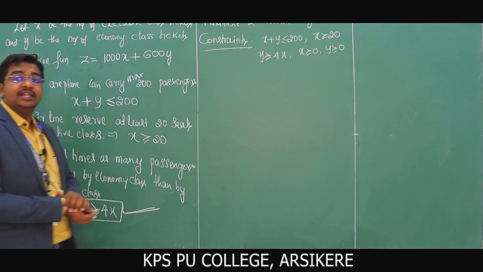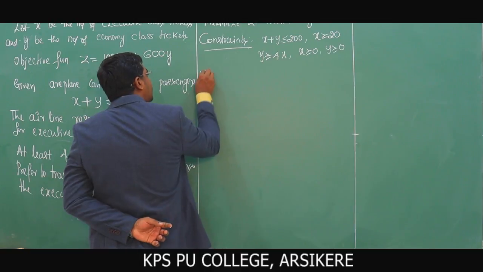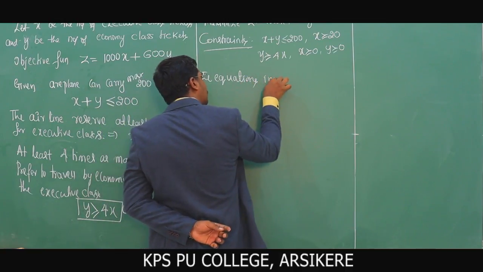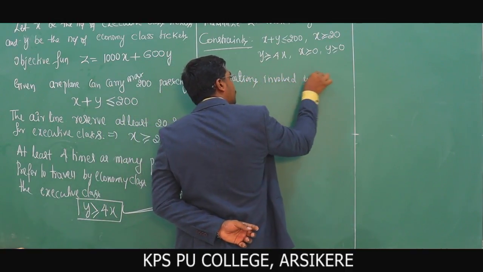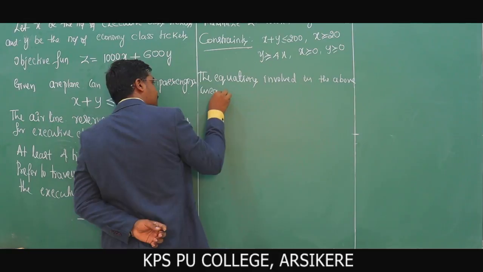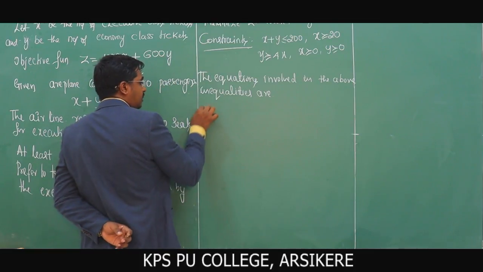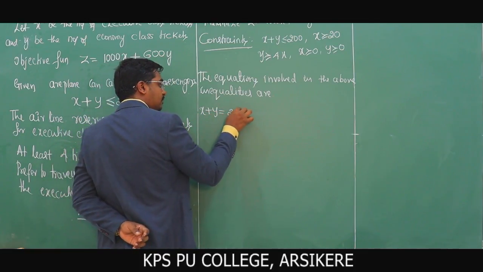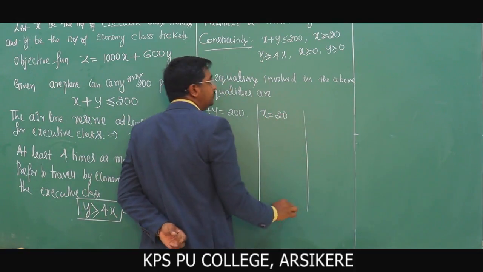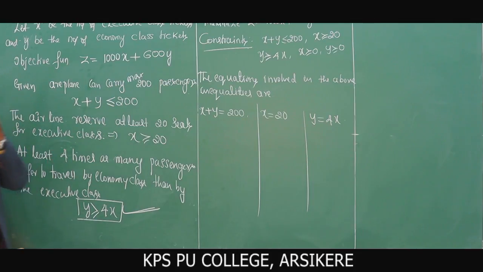So after writing the constraints, what is the next step? Find the feasible region, right? First, the equations involved in the above inequalities are: first one x plus y is equal to 200, second one x is equal to 20, third one y is equal to 4x.